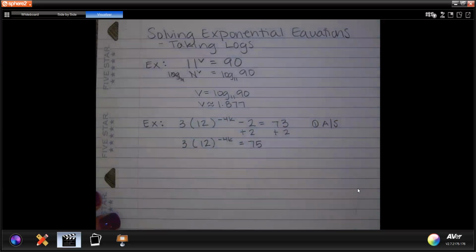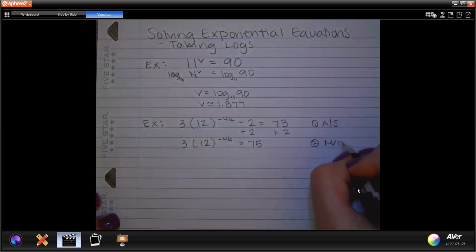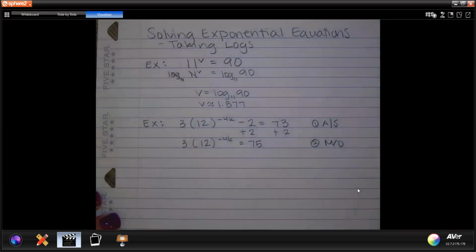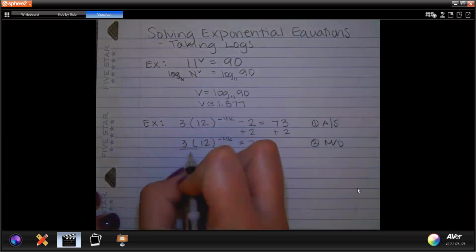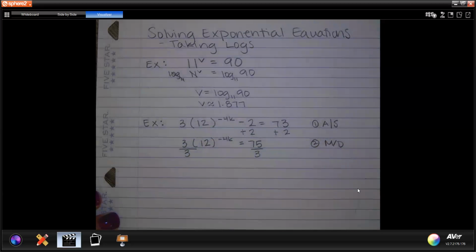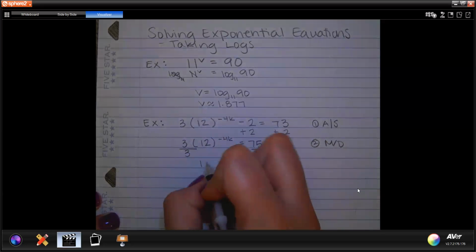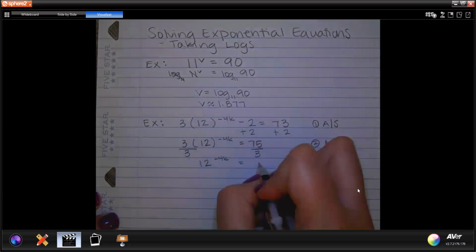That was easy, right? The next step, is there something I could easily multiply or divide to the other side to get closer to the variable being alone. Here's my variable. Something that would be easy to multiply or divide is that 3. I'm going to divide by the 3. That's easy to do. All right, so now I've got 12 to the negative 4k equals 25.